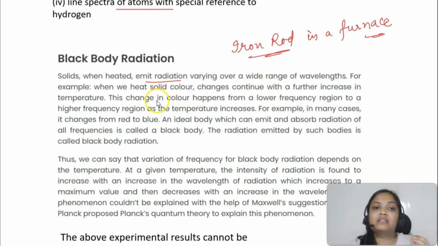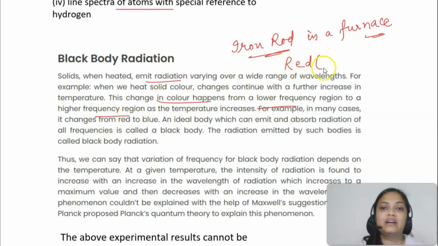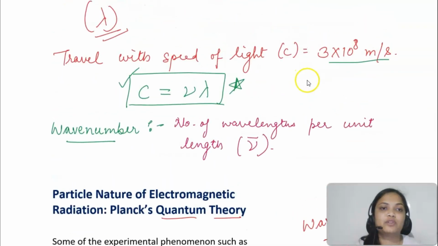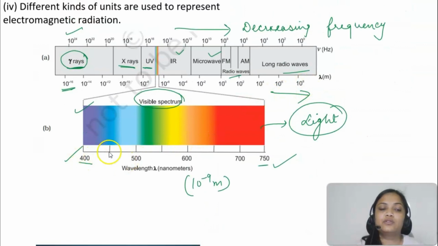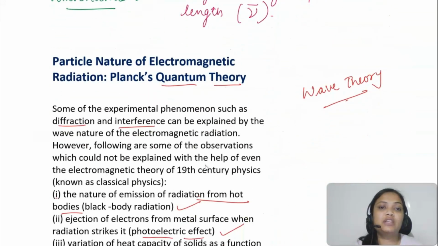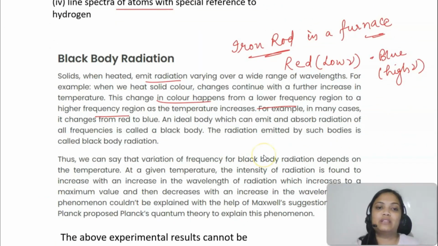So this color change is happening from a lower frequency region to a higher frequency region, because you know that red color has low frequency and blue color has high frequency. We have just seen this in the electromagnetic spectrum. Let me show you again. Red color has more wavelength, meaning low frequency, and blue color has high frequency. So the radiations are coming out from low frequency to high frequency as the temperature is increasing. It happens not just in the case of an iron rod, but in many cases when you heat a solid, the color changes from red to blue.